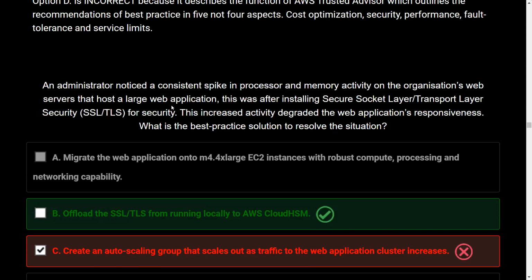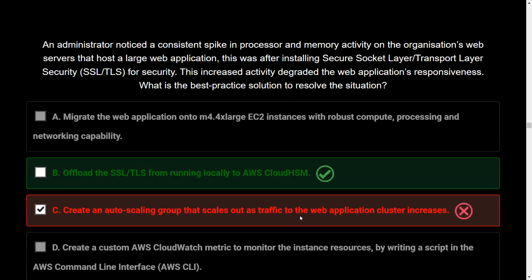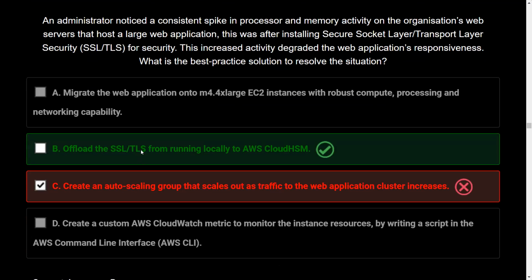So the same scenario up there is the same as this one, right? There is a spike in processor and memory activity on the organization's web server that hosts a large web application. This was after installing Secure Sockets Layer/Transport Layer Security. So this increased activity degraded the web application's responsiveness. To improve that, you offload it from running locally to a cloud HSM. So this is the same use case scenario. So the answer is this one, not C.